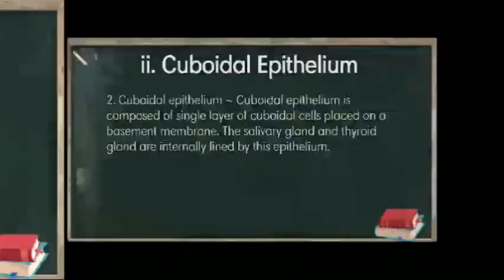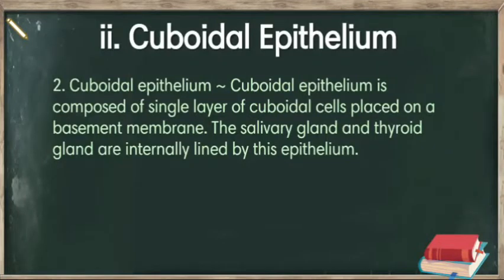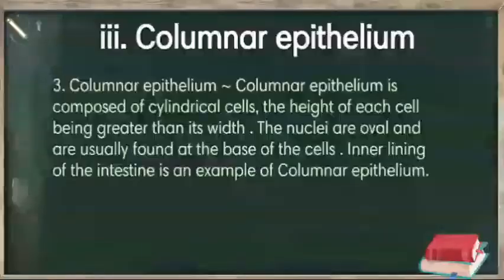Moving to cuboidal epithelium. Cuboidal epithelium is composed of a single layer of cuboidal cells placed on a basement membrane. The salivary gland and thyroid gland are internally lined by this epithelium. Talking about columnar epithelium. Columnar epithelium is composed of cylindrical cells, the height of each cell being greater than its width. The nuclei are oval and are usually found at the base of the cells. The inner lining of the intestine is an example of columnar epithelium.